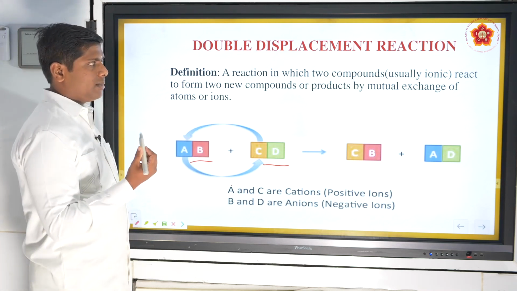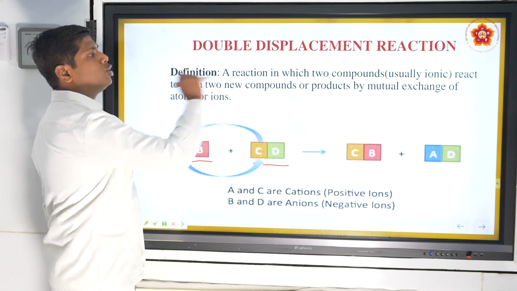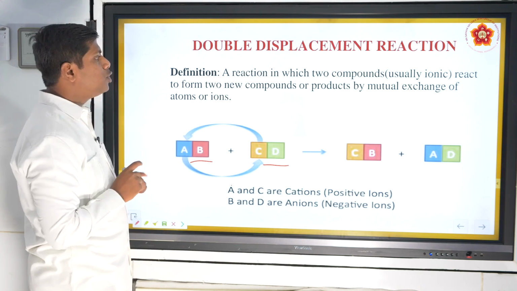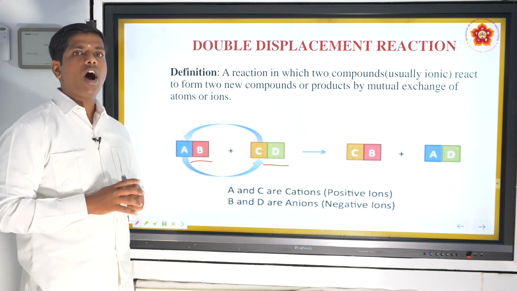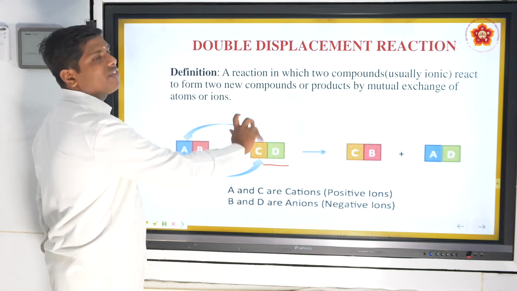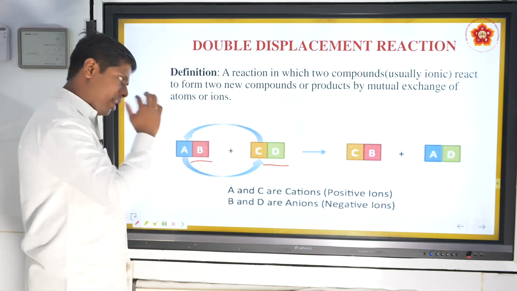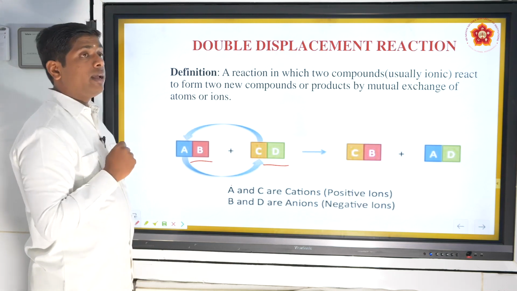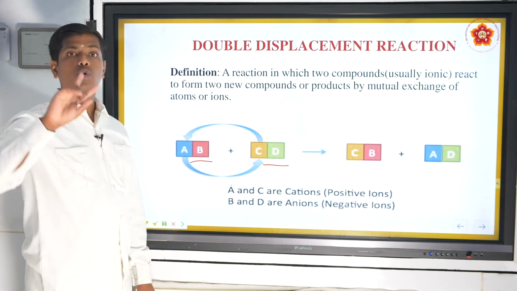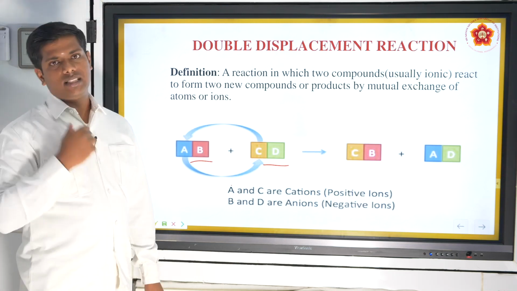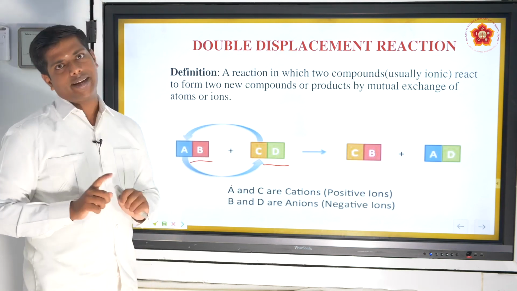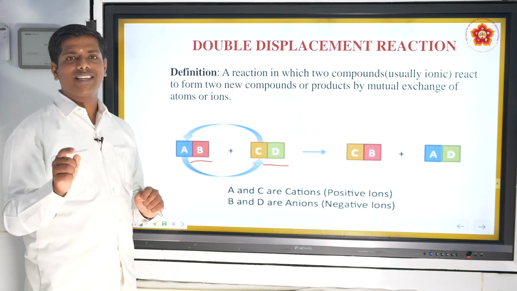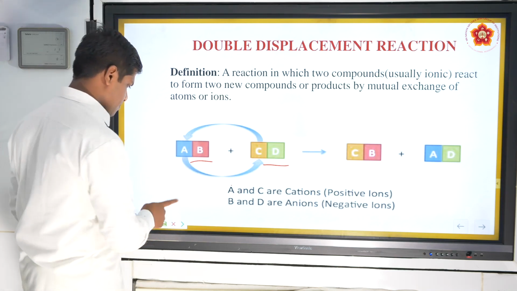What is the definition? A reaction in which two compounds react to form two new compounds or products by the mutual exchange of ions. Means the exchange of ions takes place in a double displacement reaction. Two ions have been exchanged. The important thing is cations would always exchange with cations, and anions would always exchange with anions.